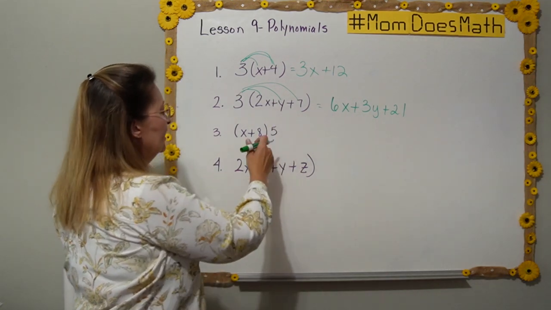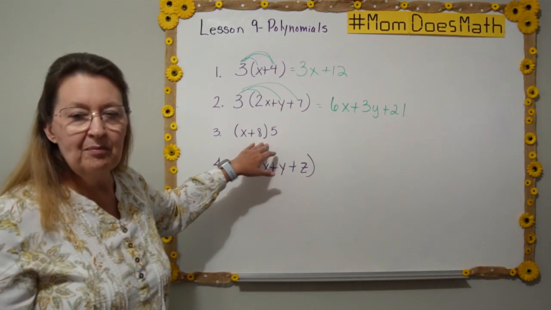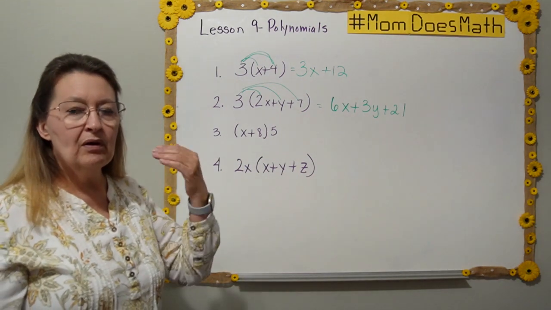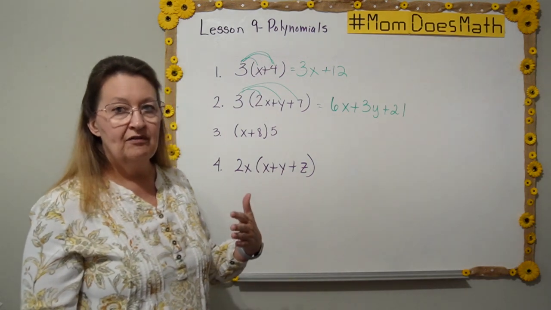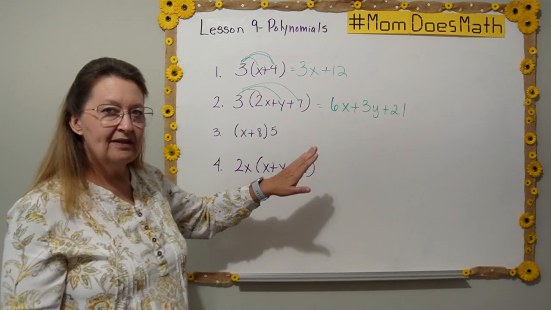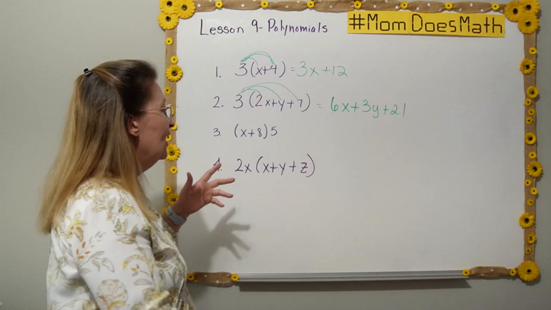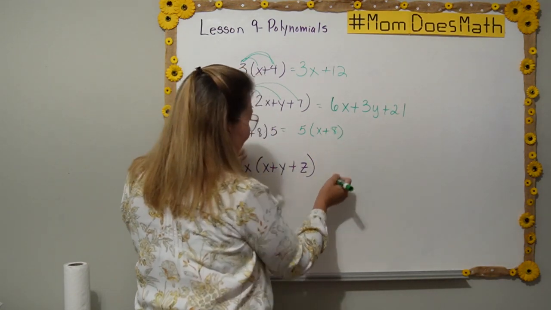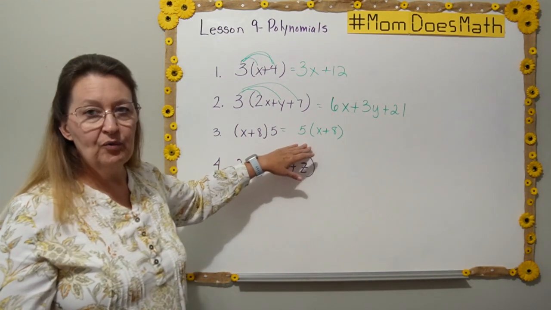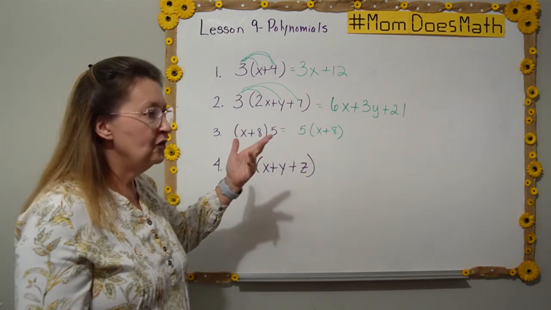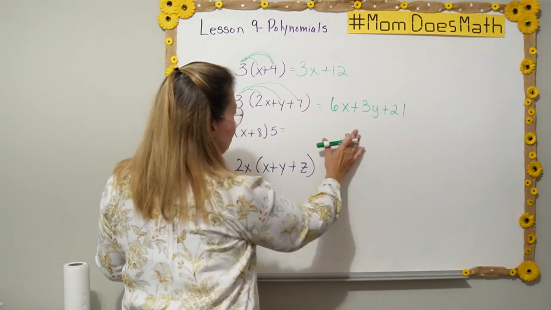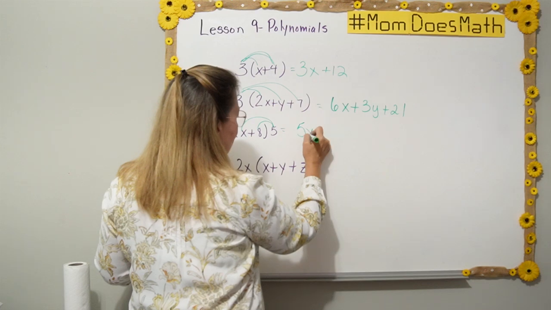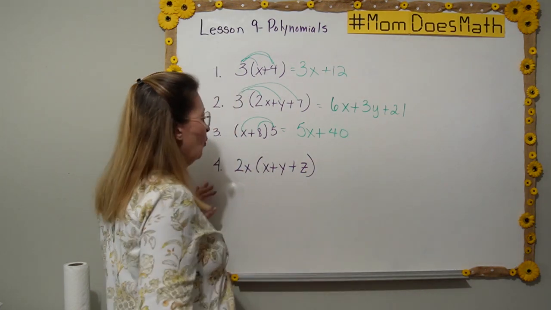Now for number 3, this was a little bit different because the monomial is behind the set of parentheses, but that's okay. We've talked about before, multiplication is commutative. So 2 times 3 is the same thing as 3 times 2. That means this is technically the same thing as this. If you want to rewrite it with that monomial in front, you're free to, but that's really just a waste of time. Just distribute backwards. 5 times x is 5x, and 5 times 8 is 40.